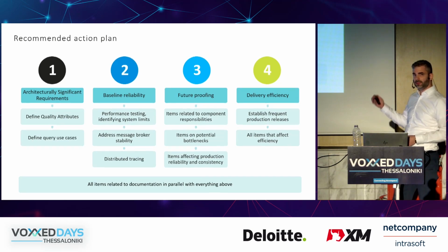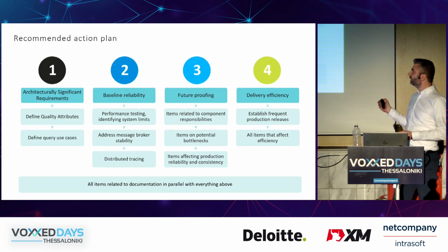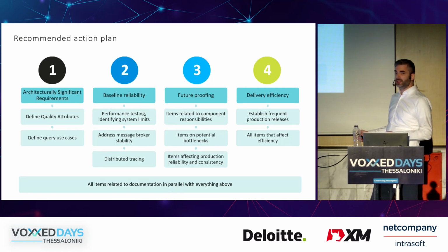I categorized them like this. So number 1, you need to get your architecturally significant requirements in order first. You need to understand what are the quality attributes, what are the non-functional requirements. Until you know that, you can't be sure that your system will be okay. And one of these were the query use cases. So how do you expect queries to be run? What are you combining with what? This can have a massive effect on how you store data.